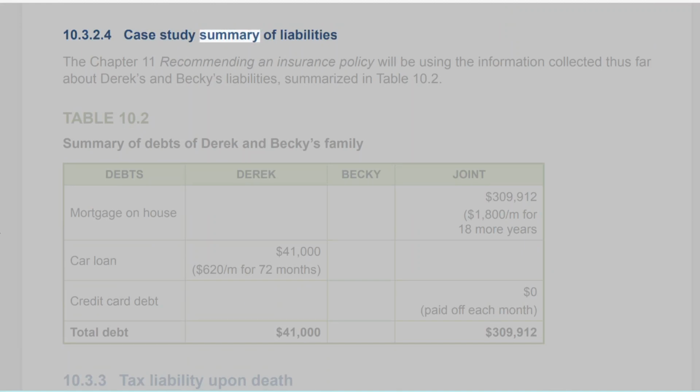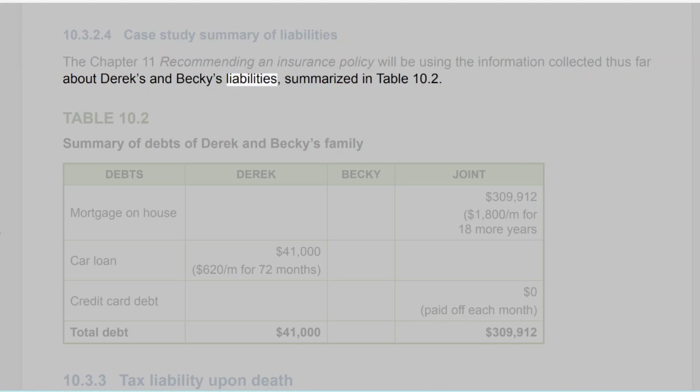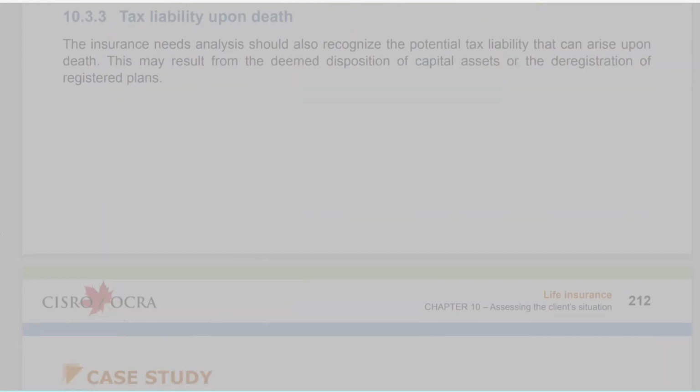10.3.2.4 Case Study: Summary of Liabilities. The Chapter 11 recommending an insurance policy will be using the information collected thus far about Derek's and Becky's liabilities, summarized in Table 10.2.